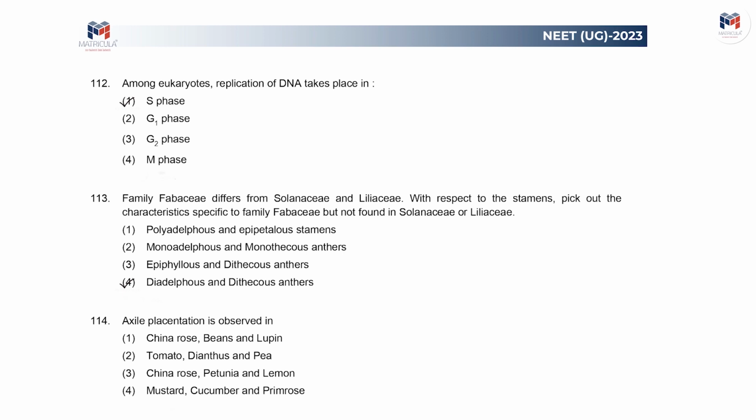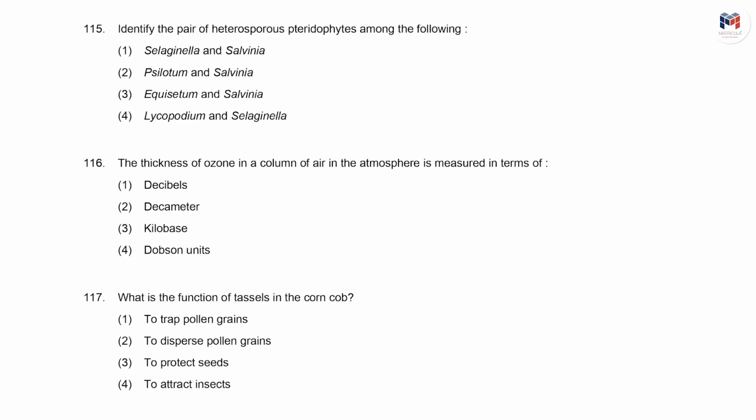Number 114. Axile placentation is observed in. The answer is option 3, China rose, Petunia and lemon. Question number 115. Identify the pair of heterosporous pteridophytes among the following. The answer is option number 1, Selaginella and Salvinia. Number 116. The thickness of ozone in a column of air in the atmosphere is measured in terms of. The answer is option number 4, Dobson units.